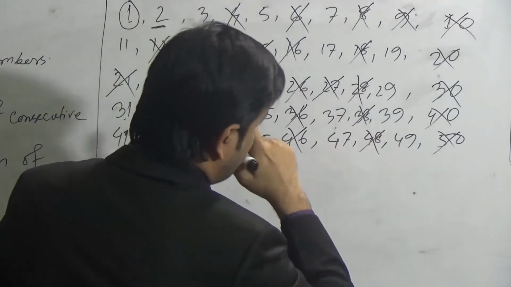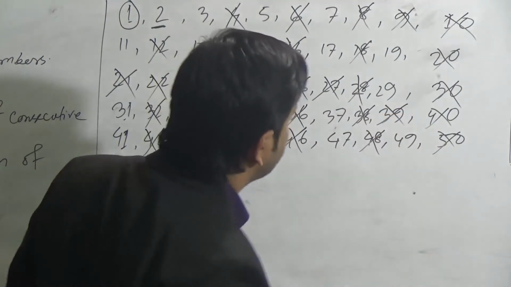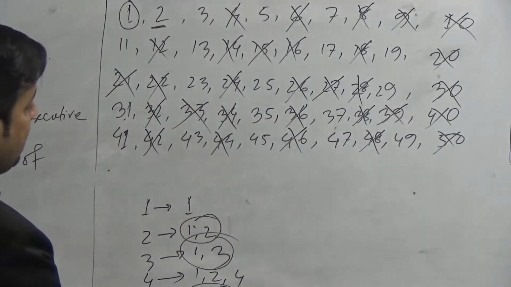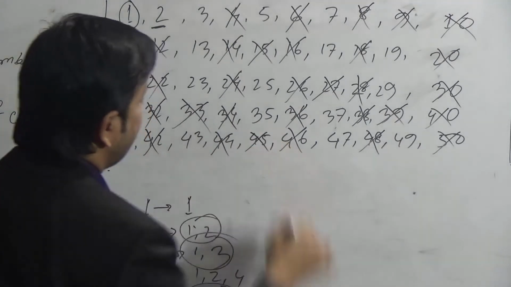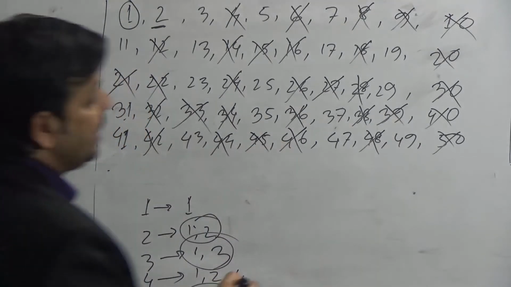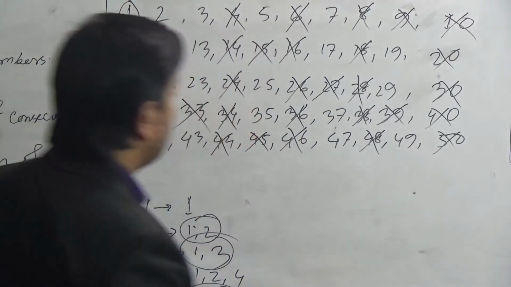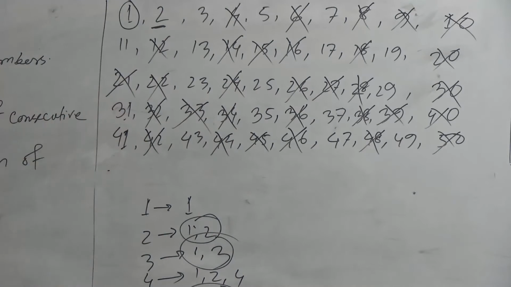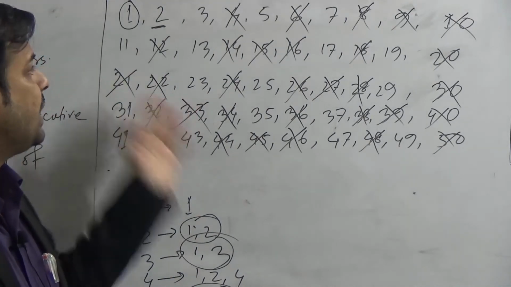Then 39 is also divisible by 3. Then 45 is also divisible by 3. Then 48. No. Okay, done. Now as 3 is a prime number, we have cut all the multiples of 3 except 3.